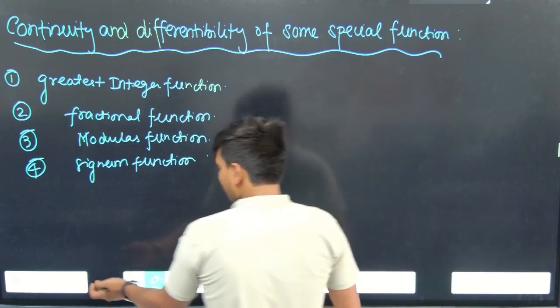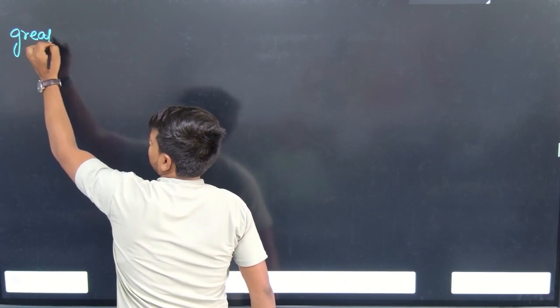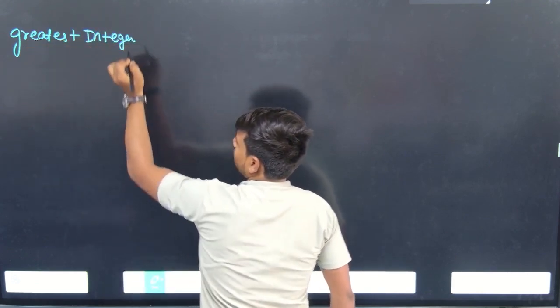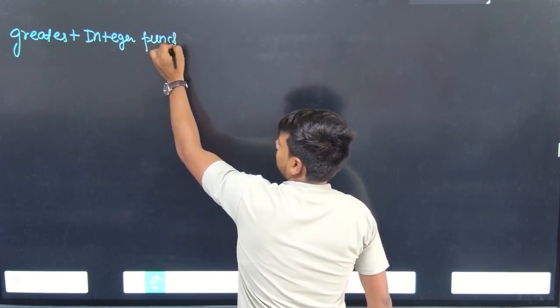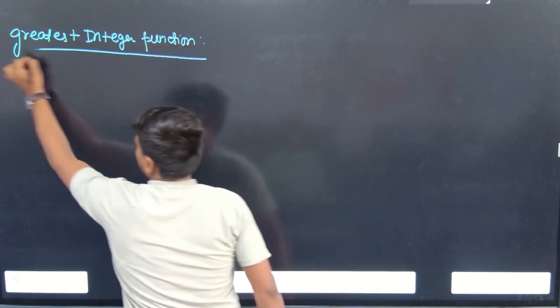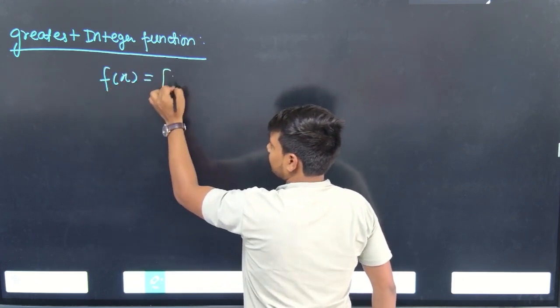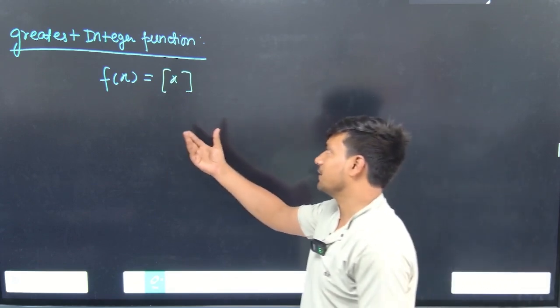The first function is the greatest integer function, also named the GIF function. So f(x) equals greatest integer x. This bracket is the symbol of the greatest integer function.